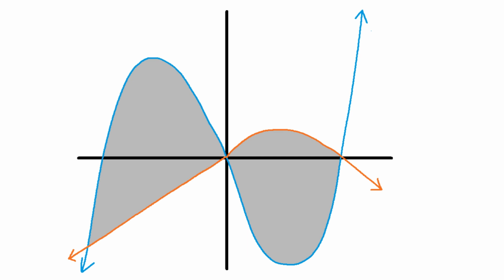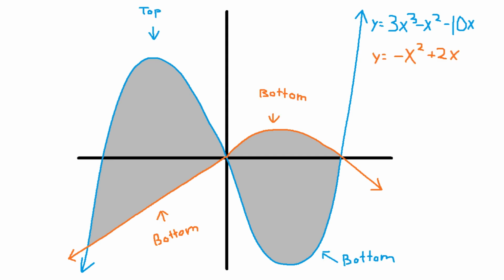Let's just try one more problem. This is a two-step problem. So we're going to try to find the area bound by the graphs y equals 3x to the third minus x squared minus 10x, and y equals negative x squared plus 2x. As I mentioned before, this is a two-step problem, meaning that we're going to have to switch which one of these functions is the top and which one is the bottom.